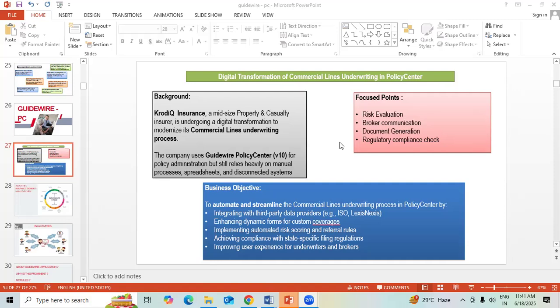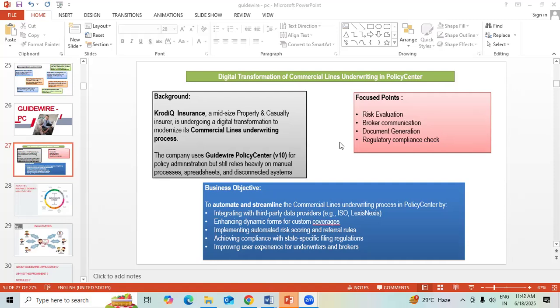But the major issue is that they are still relying on the manual process, at the same time preparing spreadsheets, so updating the underwriting process on spreadsheets. There is a problem they are facing in the disconnect with the updated systems. That was the major problem, or business situation, or background that we need to identify. When you are explaining as a BA, this is something you need to explain. So this is the background, first of all.